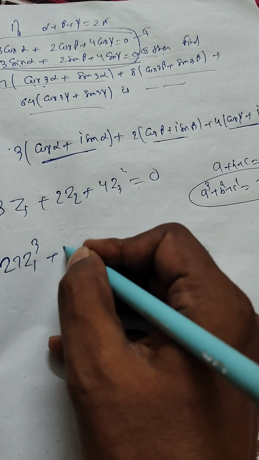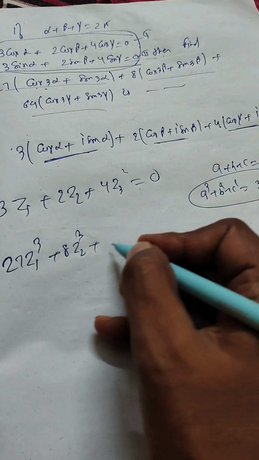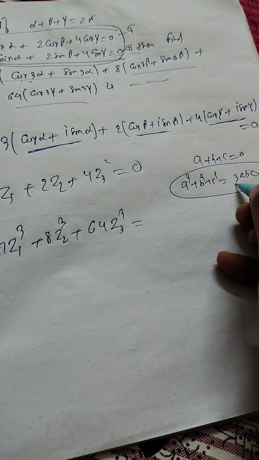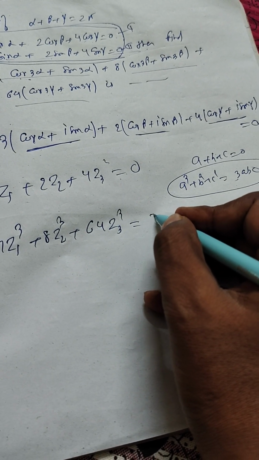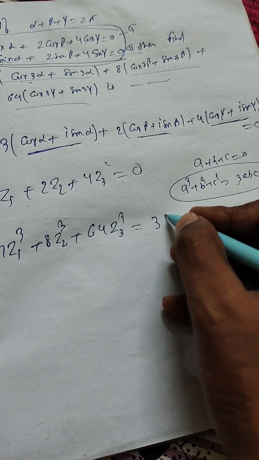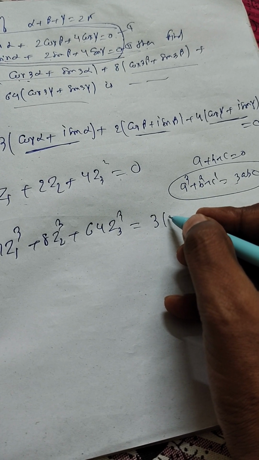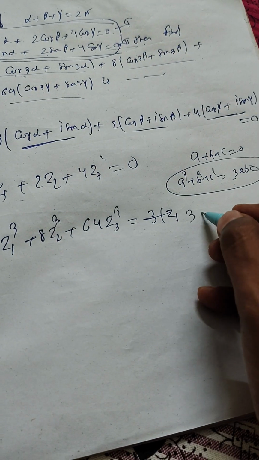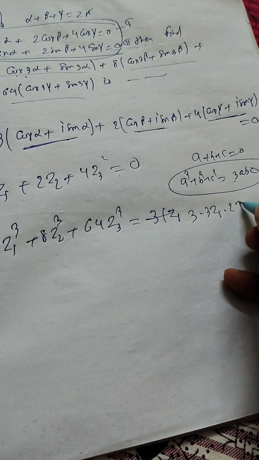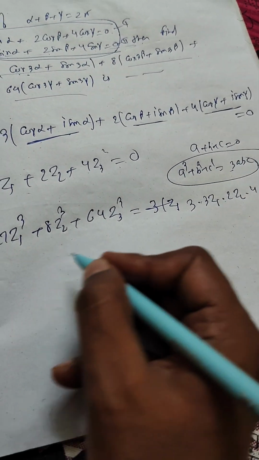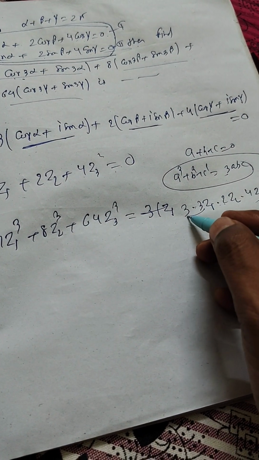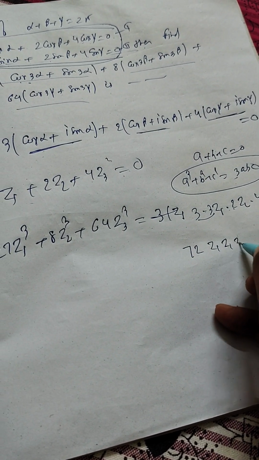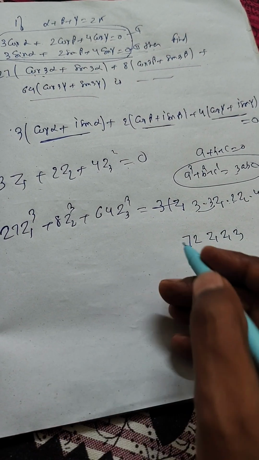27 Z1 cube plus 8 Z2 cube plus 64 Z3 cube is equal to 3 times 3Z1 into 2Z2 into 4Z3. This value is what? 3 times 3 is 9, 9 times 8 is 72. So 72 Z1 Z2 Z3.